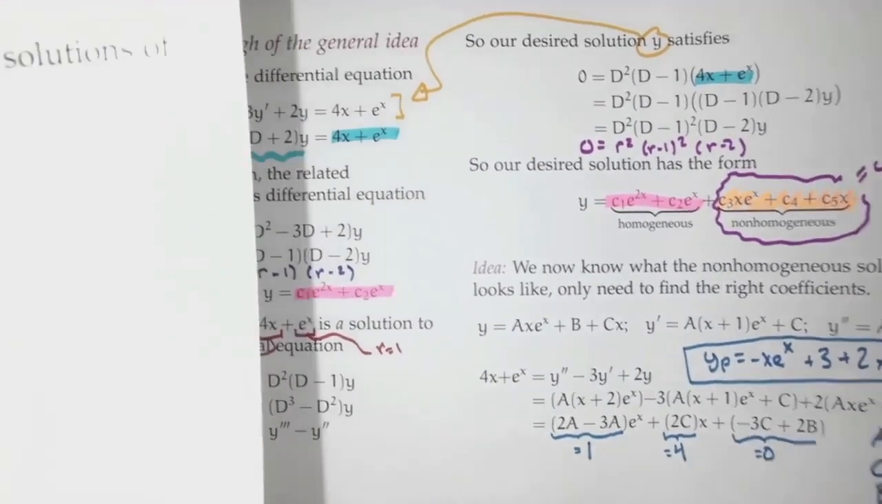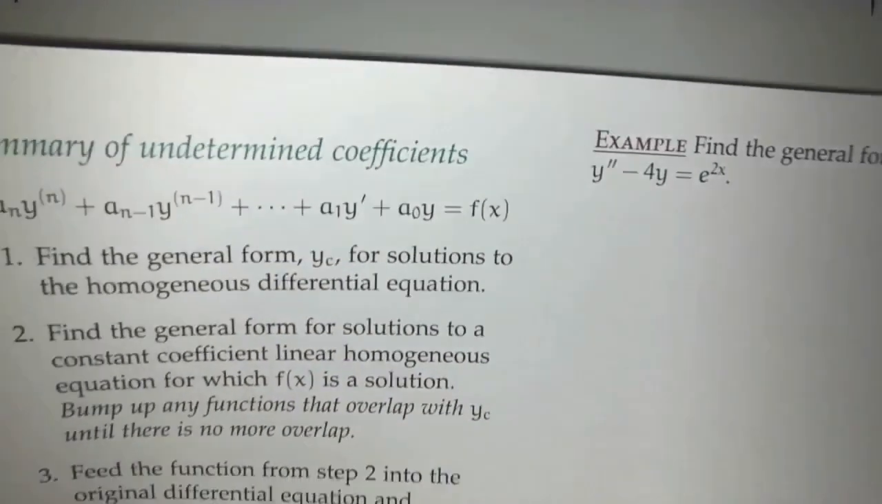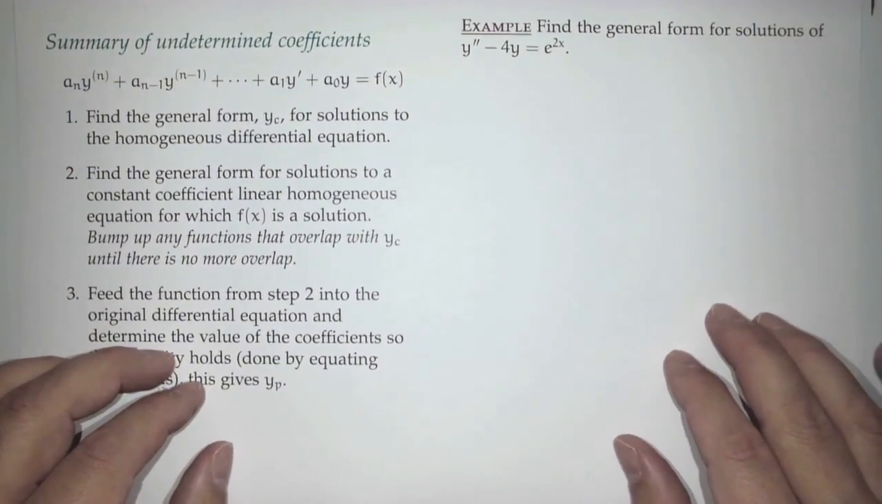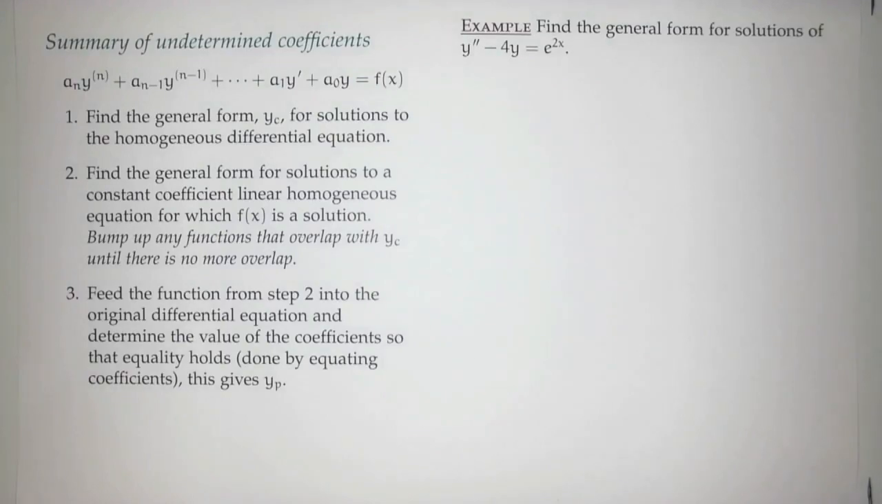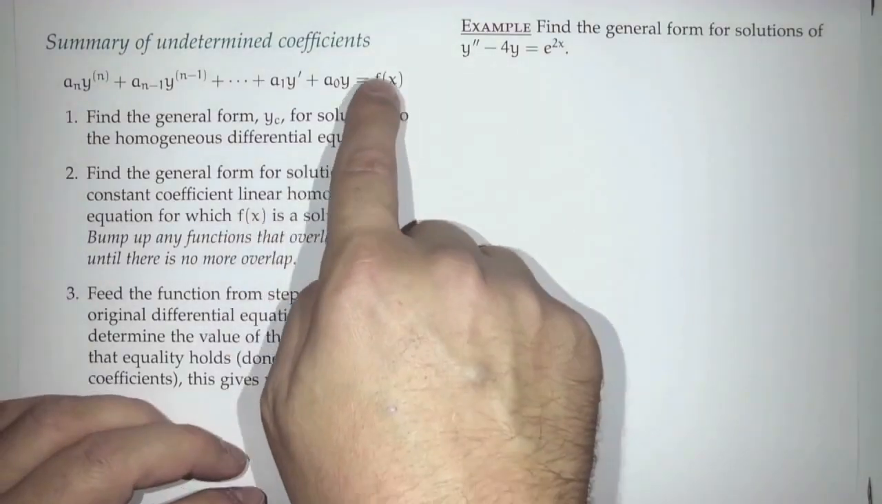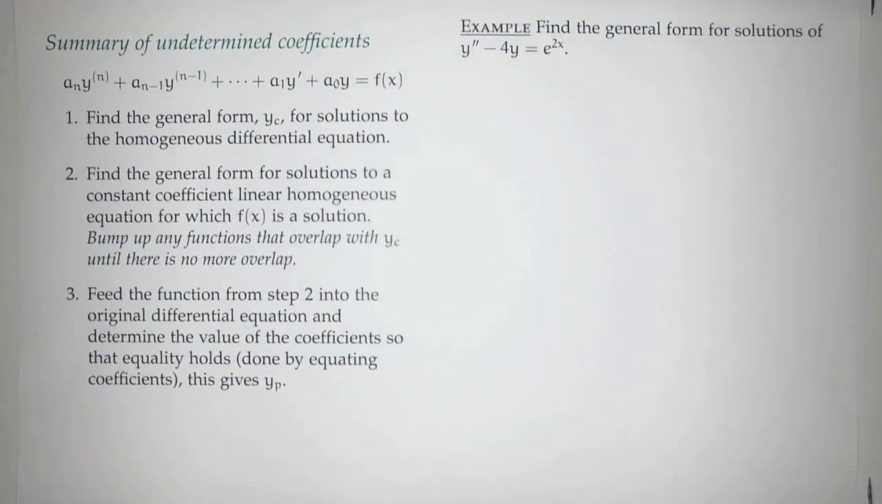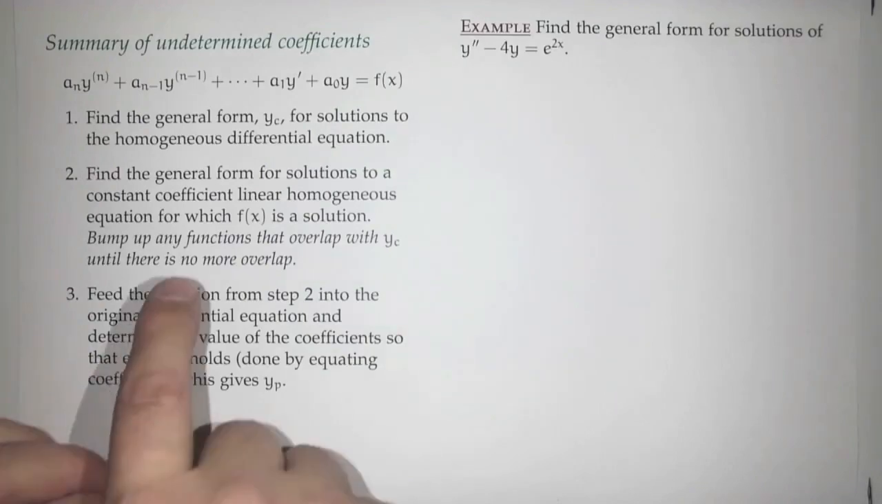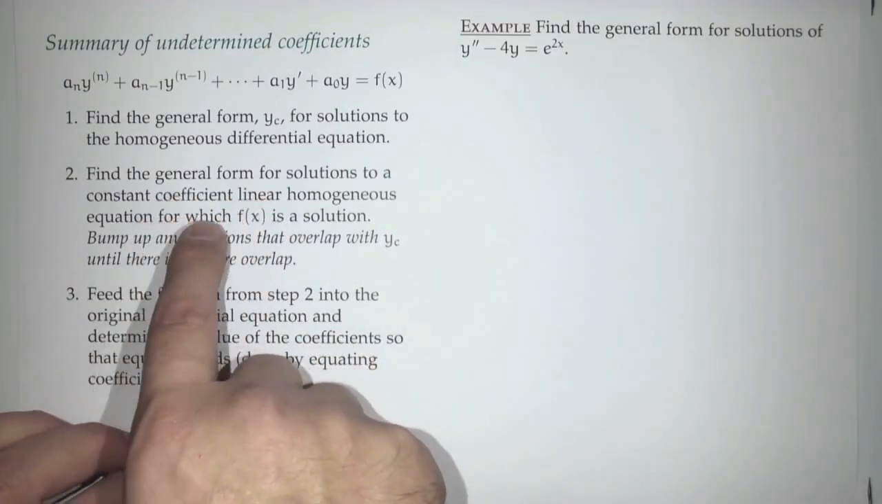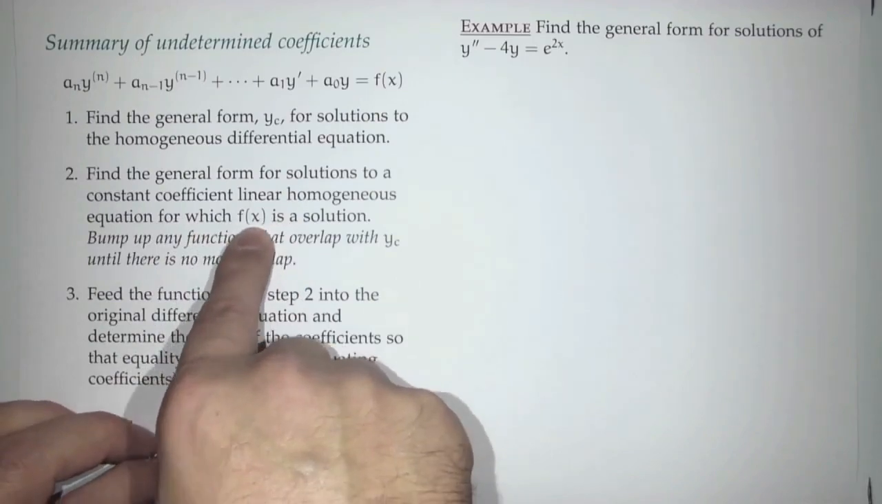Let's see what we get. So let's talk about how it works when we're doing it in practice. So here's the summary. So we have our setting. We have a constant coefficient linear non-homogeneous differential equation. So first step is we find our general form for the homogeneous analog. So in other words, set f of x equals 0, and what should our complementary solution look like? Now the second step says, okay, find the general form for solutions to a constant coefficient linear homogeneous equation where f of x is a solution.